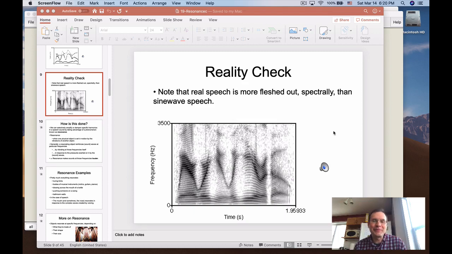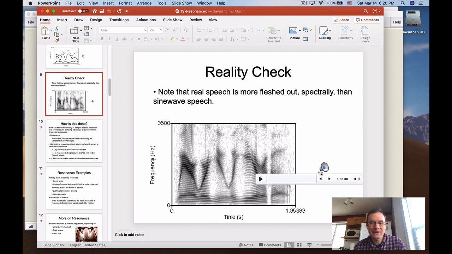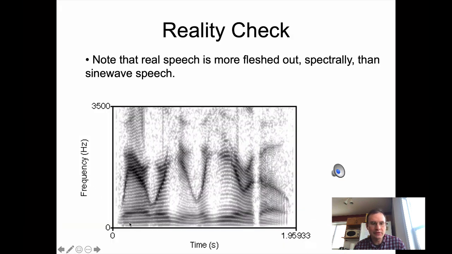All right, we're back. Time to answer our questions. So we've got the spectrogram of "Where were you a year ago?" and the question was, why do we have these horizontal gray lines stacked on top of each other? And the answer is that these are the harmonics of the complex sound.